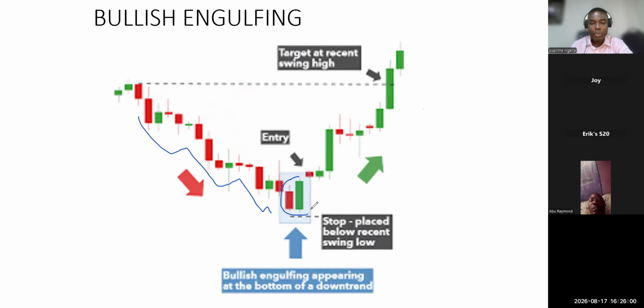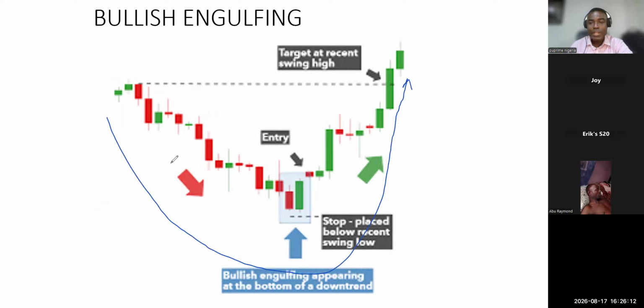Then we have the bullish engulfing, and after that, you see price reverse to the upside. So from the word bullish engulfing, it means this can generate a bullish signal. It's a reversal from downtrend to uptrend.